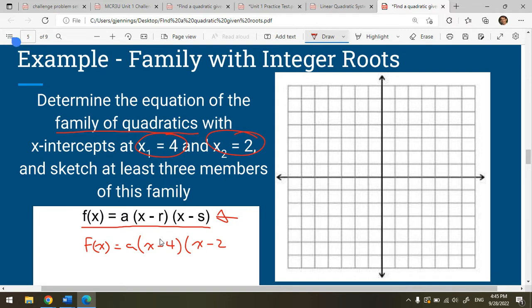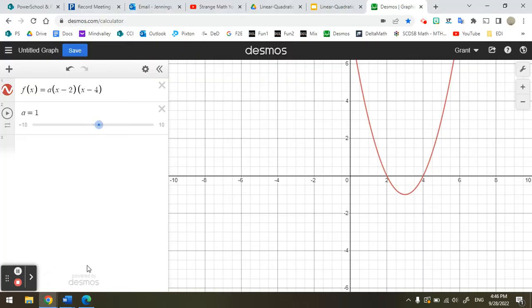That creates a family of quadratics where a gives us the stretch factor, and there's an infinite number of those. I can show you those in Desmos here in the graphing calculator. So here we go. This is what we had written there. And a is this number that will change. This is an a of 1, and as we can see, it's a parabola that's unstretched.